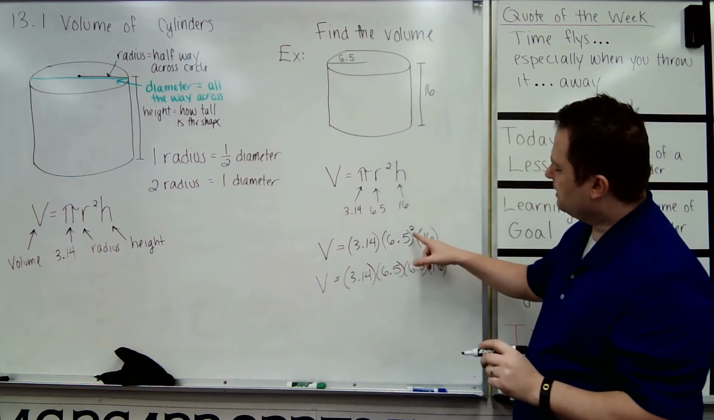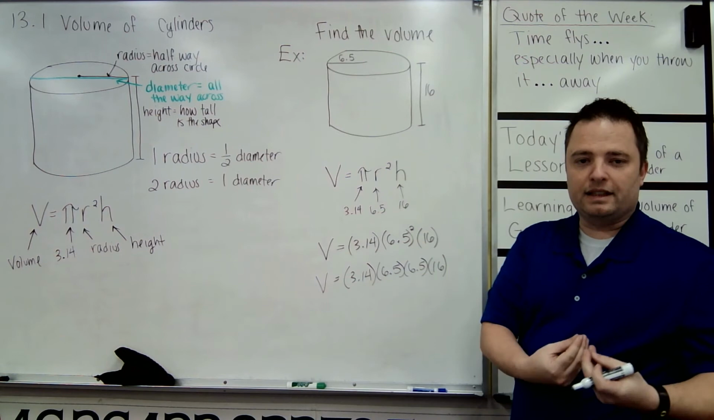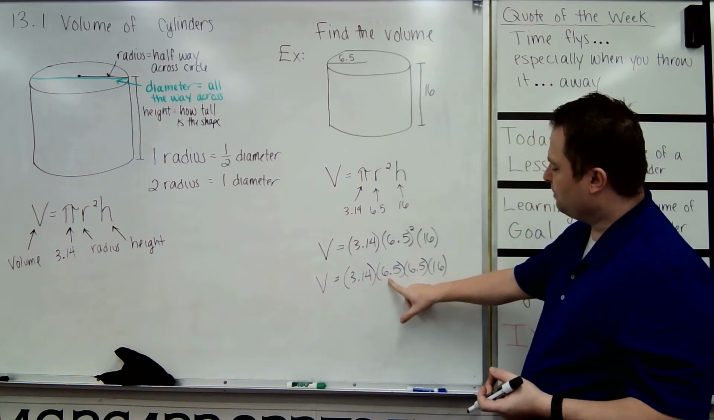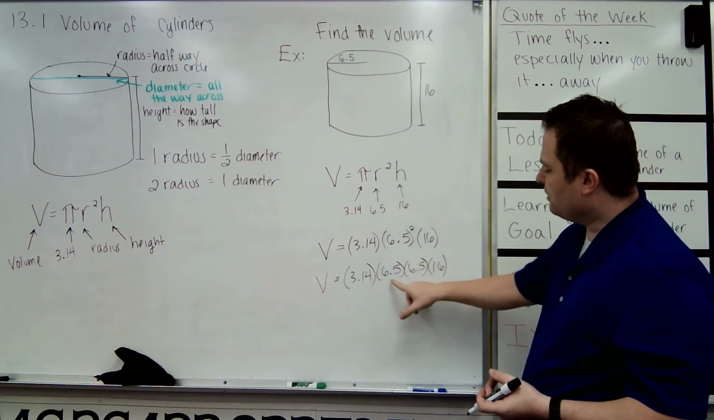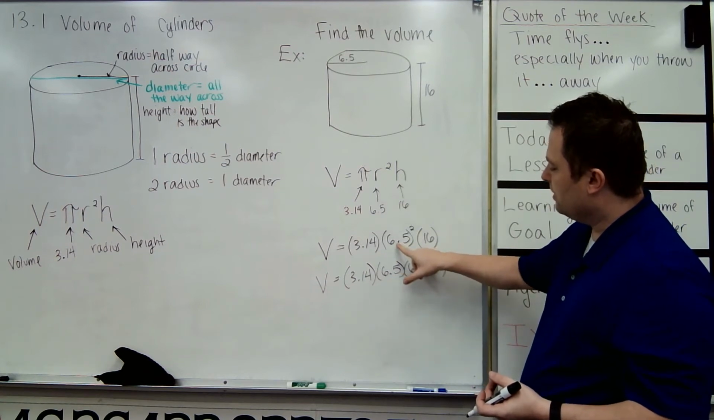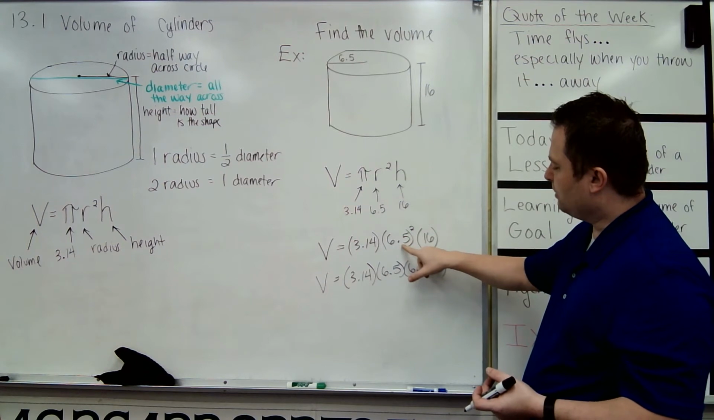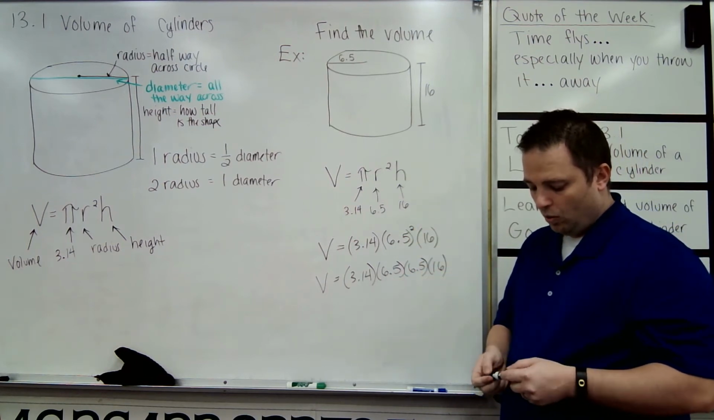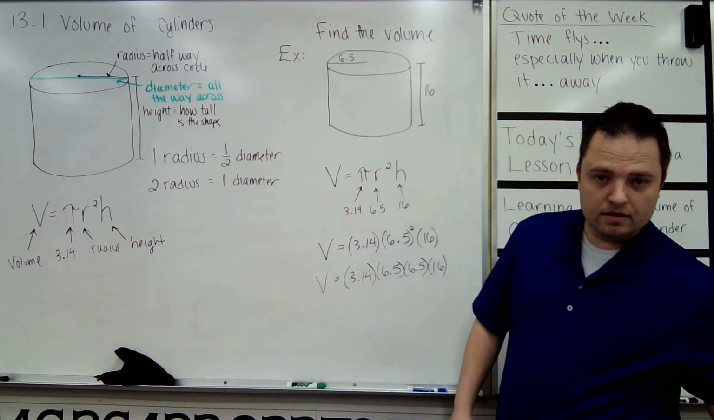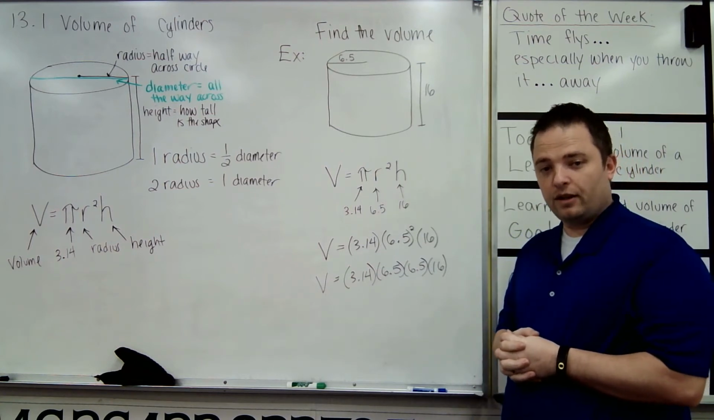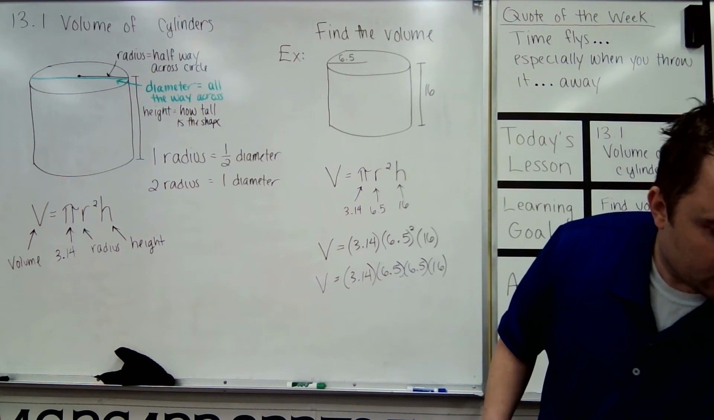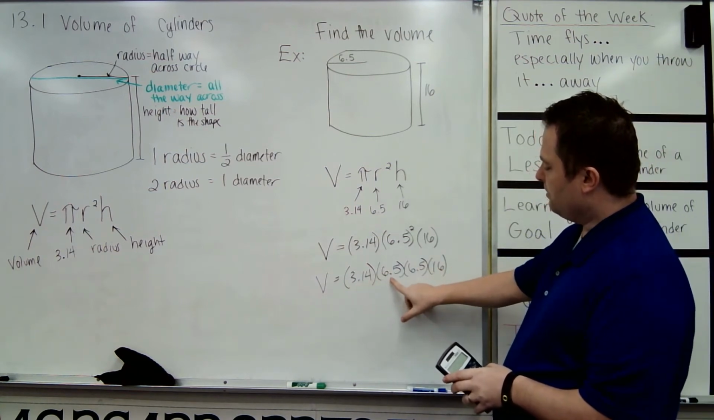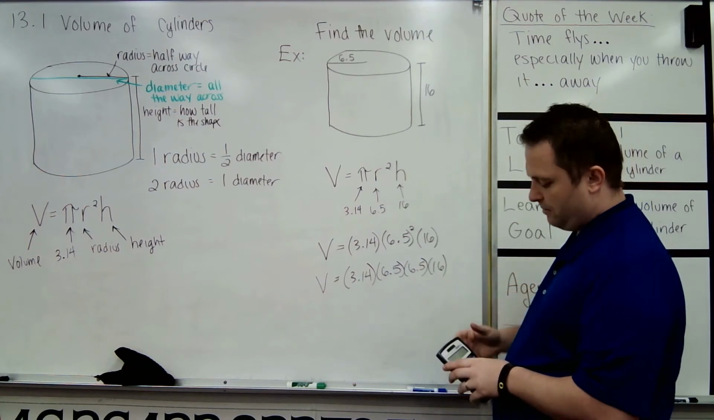All I've done in this step is put it visually so you can see what's going on. 3.14 times 6.5 times 6.5. These two 6.5s came from this 6.5 squared. Remember, that's 6.5 times 6.5. And then times that by 16. We don't expect you to do this by hand. You are given a calculator, and I expect you to be able to use it. So we can calculate the volume by multiplying 3.14 times 6.5 times 6.5 times 16.